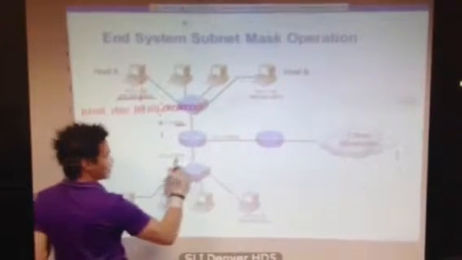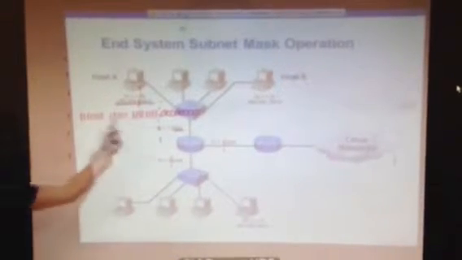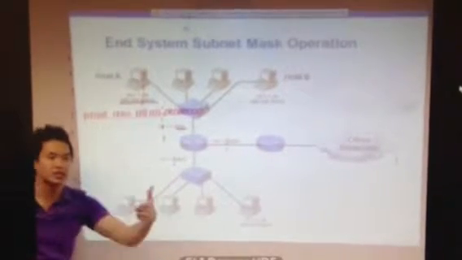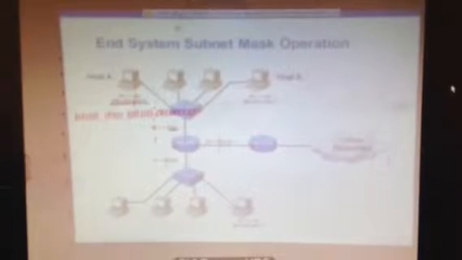Well, if I draw the line here for a slash 24, that's the same thing, slash 24. So now I know that I'm on different networks, the 10.1.1, 10.1.2, 10.1.3. Each network is going to have its own separate broadcast, okay?